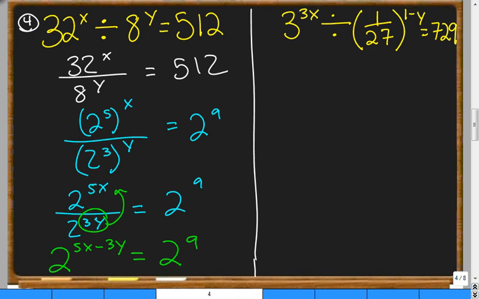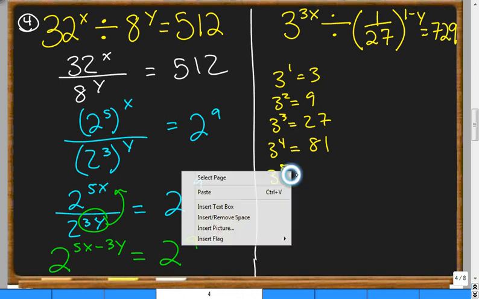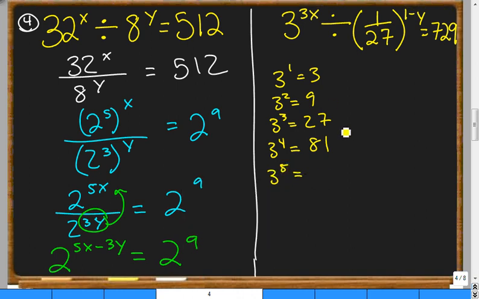So on our other side here, we have everything in terms of 3. So we have 3 to the first, that's 3. 3 squared is 9. 3 to the third is 27. 3 to the fourth is 81. 3 to the fifth would be 3 times that, which is going to be 243. 3 to the sixth is going to be 3 times that, which is going to be 729. These are common numbers, so we're going to use these different values to help us out here.